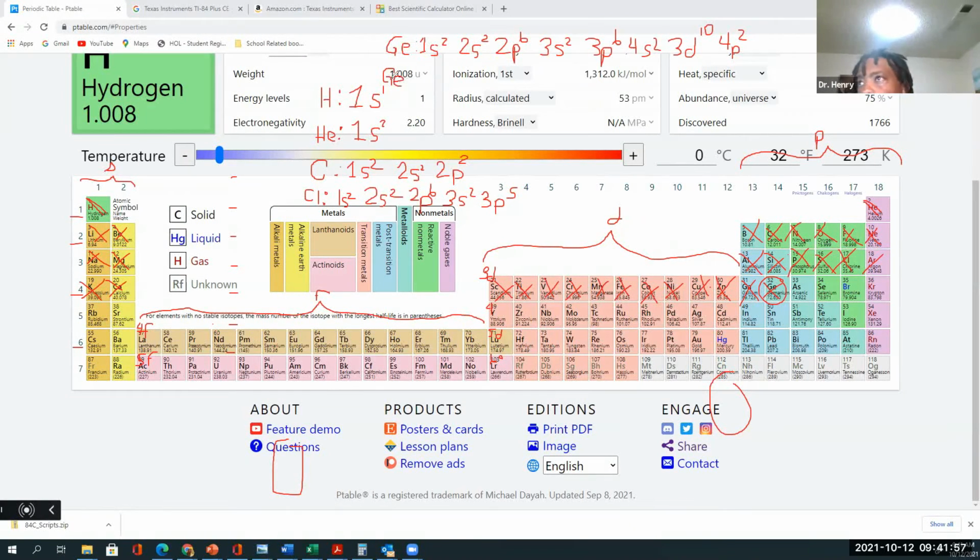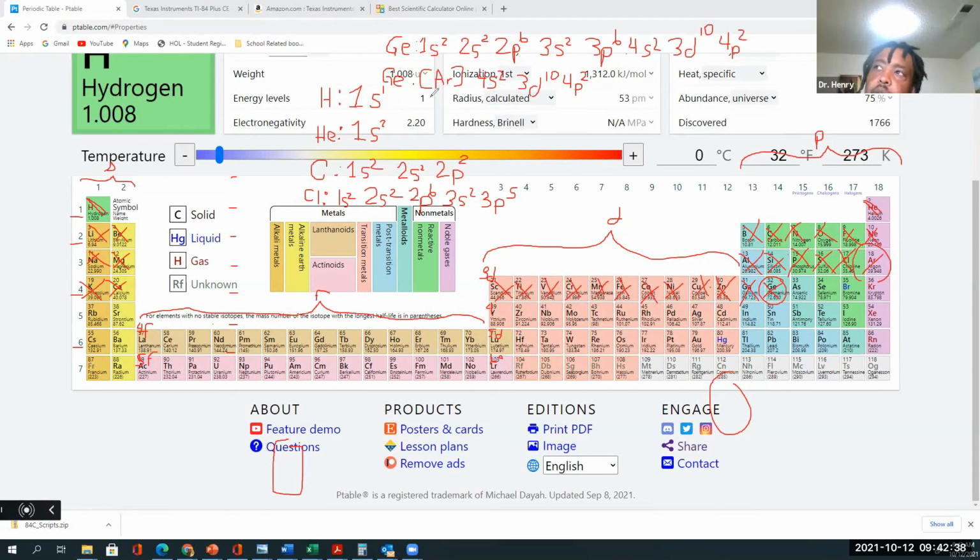So we would write Ge, then Ar in brackets. And then we'd go from argon and write our electron configuration. So it'll be 4s2, 3d10, and 4p2.